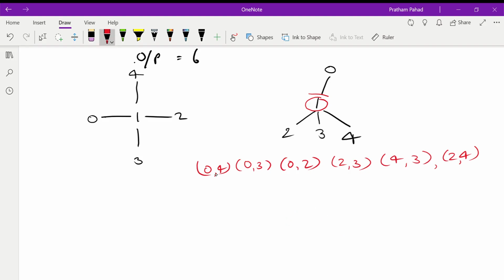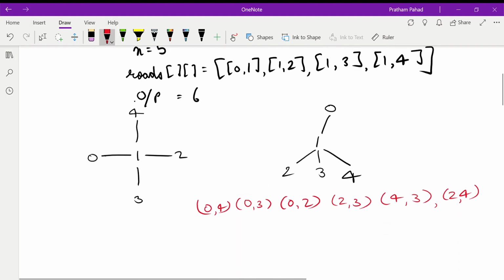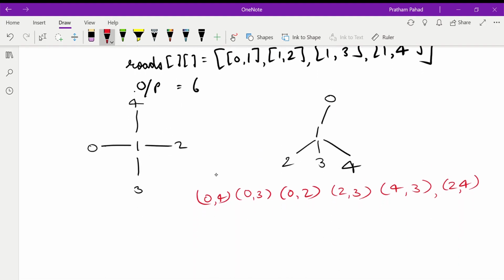So we will use a depth first search to solve this problem. How we'll solve? Let's see. We are given this array. Let's make a tree first. Let's make a tree from this given input.